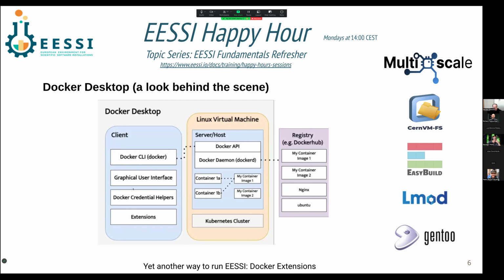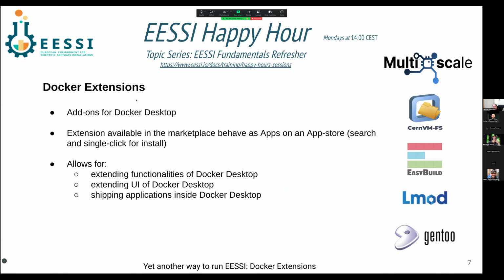So here you can see that one of the components on the front end is extensions. What are extensions? They're basically add-ons for Docker Desktop. The nice thing for the end user is that they are very easy to install because there is a marketplace that they can browse, search for the extension they want, click it and install it. Like if you're installing an application on your phone, so it's something that most users will be familiar with. They allow for extending the functionalities of Docker Desktop, extending the UI, or even shipping applications straight through Docker Desktop.